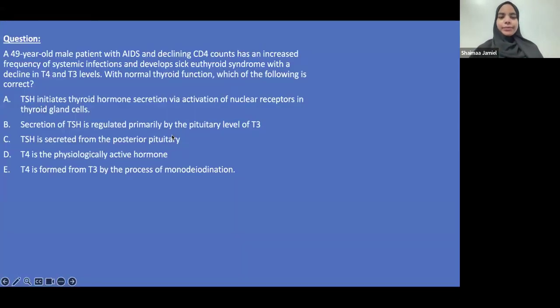The next question. A 49-year-old male patient with AIDS and declining CD4 counts has an increased frequency of infections and develops sick euthyroid syndrome with a decline in T4 and T3 levels with normal thyroid function. Which of the following is correct?